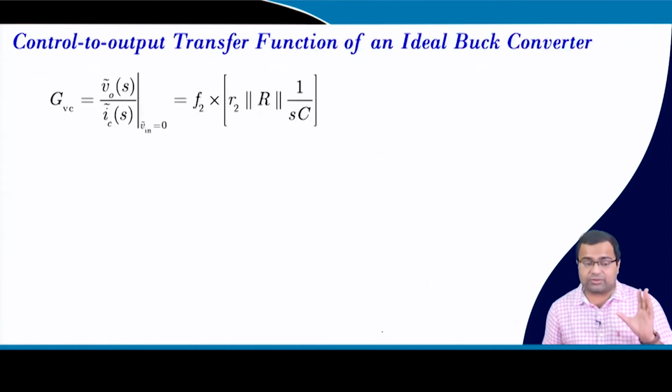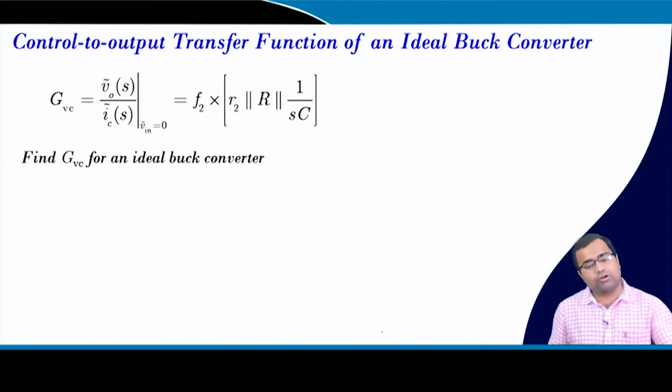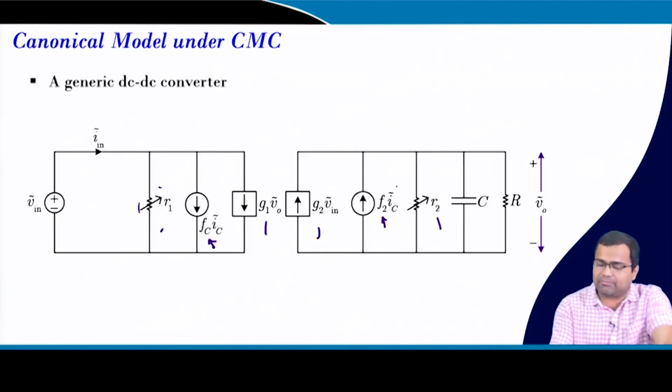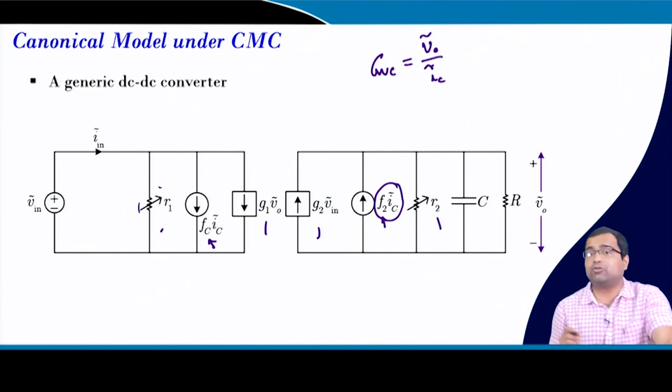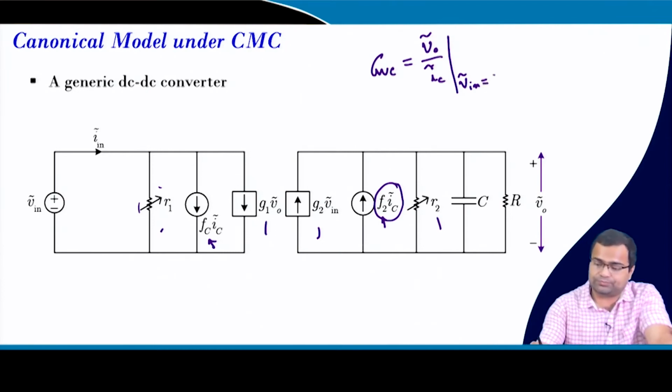Once we derive this canonical model, because these things are already discussed in good detail, I just want to summarize the model development in current mode control. So, for the control to output transfer function of an ideal buck converter or any DC-DC converter, if you go back to the canonical model, we have this one. The control to output transfer function, by definition, is V0 to IC, which is my control current. In that case, we have to consider the input perturbation to be 0.